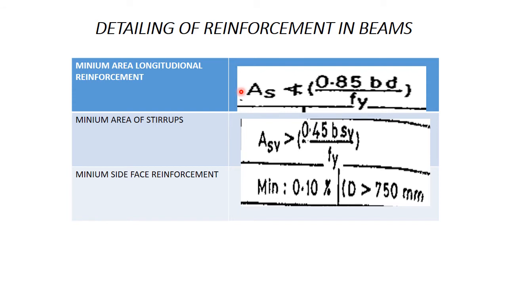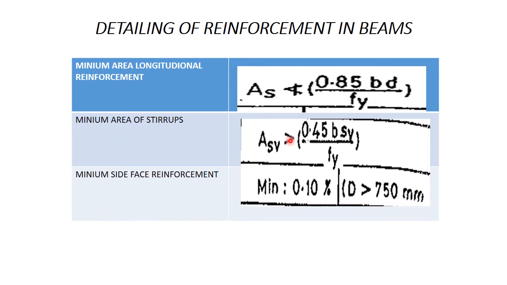This will give you the minimum area of reinforcement. Whenever you are doing a design, if you get an area less than the minimum area, we cannot ignore the area of reinforcement. In such a case, in any type of beam, you have to at least provide the minimum reinforcement. To calculate the minimum area of longitudinal reinforcement, we use 0.85 bd by fy, where b is the breadth of the beam, d is the effective depth, and fy is the characteristic strength of the steel.